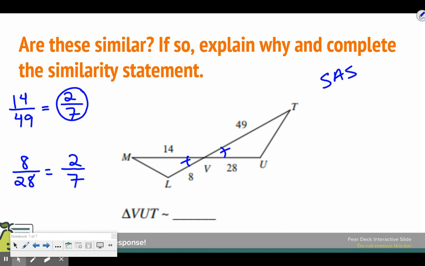8 over 28, just want to double check that. Yep, 2 over 7. Perfect. Since we know those two sides are proportional and the included angle is congruent, remember, included means the angle that's between those proportionate sides. So we got here and here. Now we can say VUT would be similar to VLM. Again, in that order, VLM.